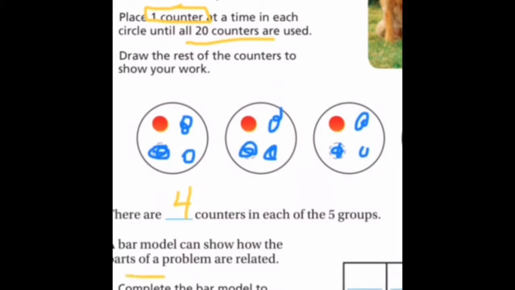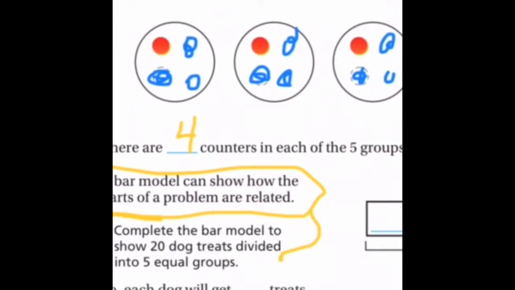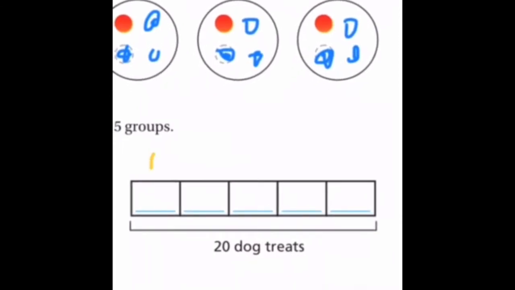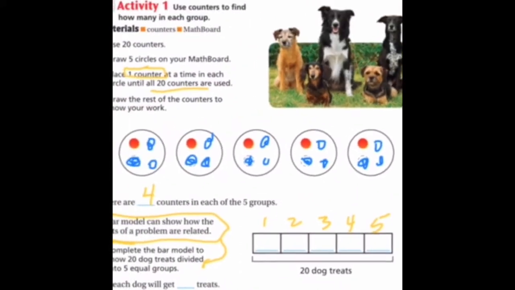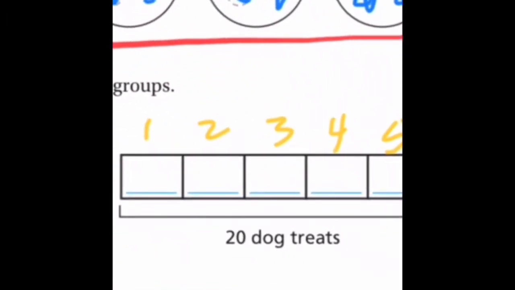Now, a bar model can show how the parts of a problem are related. So we're going to complete the bar model to show 20 dog treats divided into 5 equal groups. We look over here. Here are the 5 equal groups. There's 1, 2, 3, 4, 5 equal groups. Just like we had right here, we have 5 equal groups. So then in each one of these spaces, right here and here and here and here, we're going to write down how many are in each group.